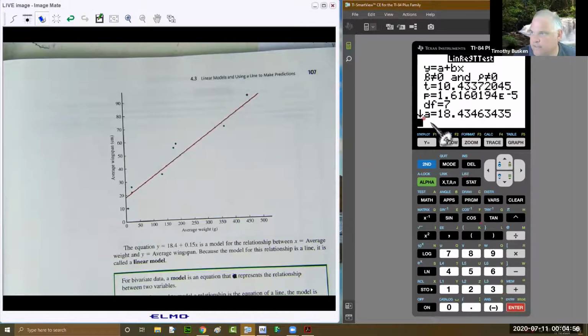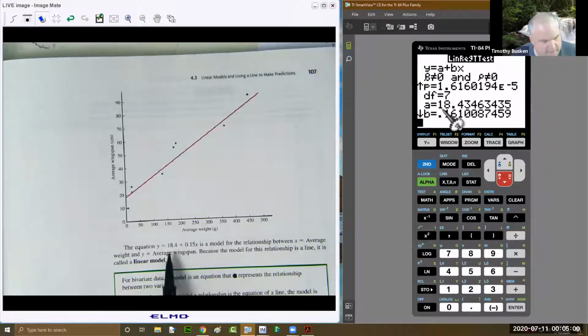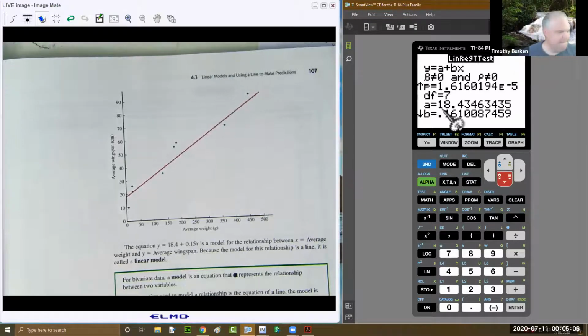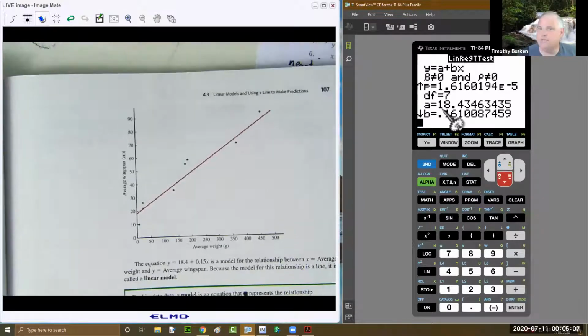So it gives you the values for A and B. And you can see that those are the values right here. Oh, this one's slightly off, but that's okay. Okay, so that is correlation.